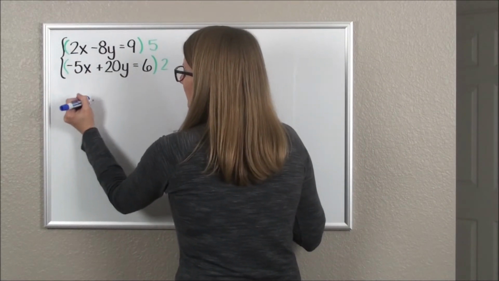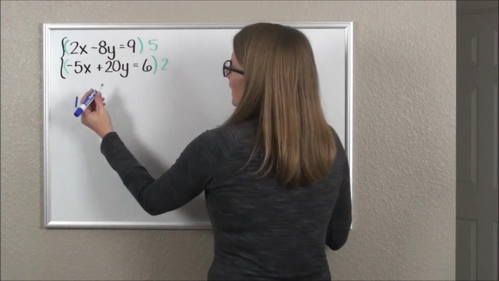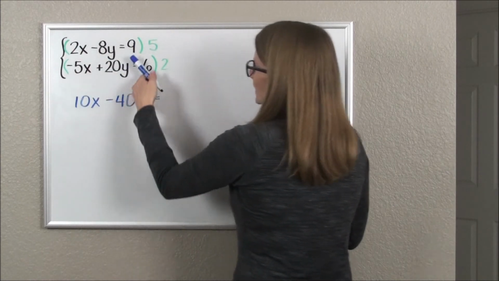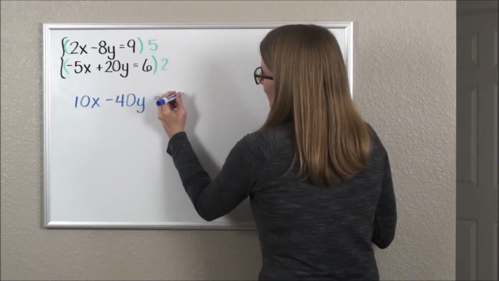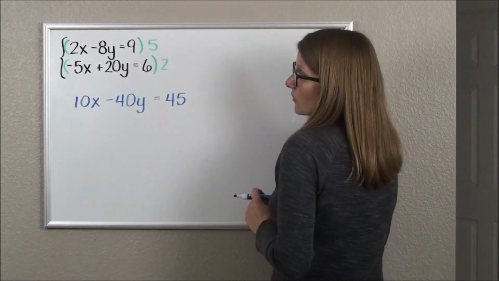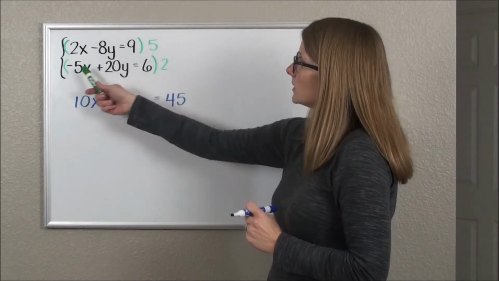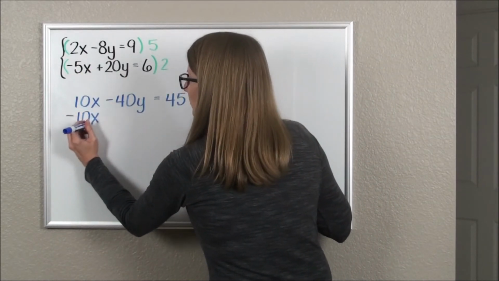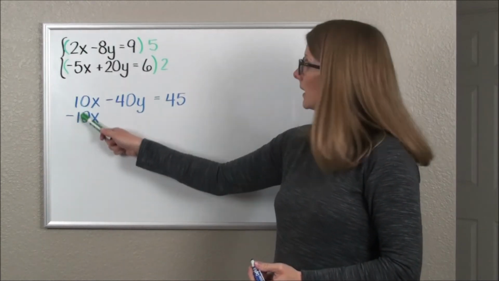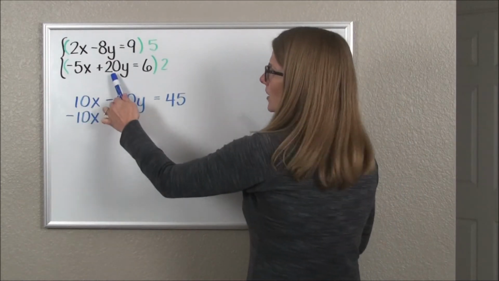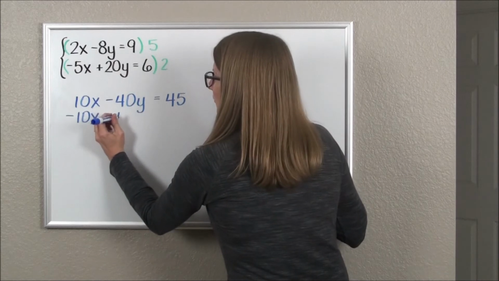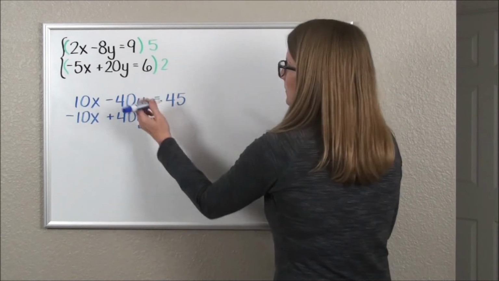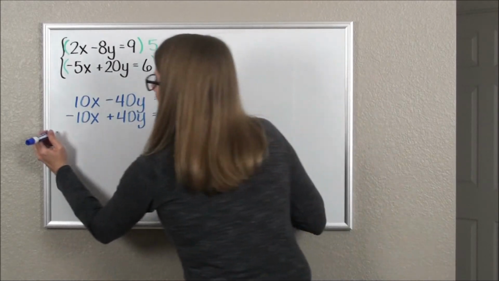2x times 5 gives me 10x. Negative 8y times 5 gives me negative 40y. And on the right side, 9 times 5 gives me 45. For the second equation, multiplying everything by 2, negative 5x times 2 gives me negative 10x, and that's what I was looking for. I was looking to try and eliminate those x's, but let's keep going. 20y times 2 gives me 40y, and on the right side, 6 times 2 gives me 12.